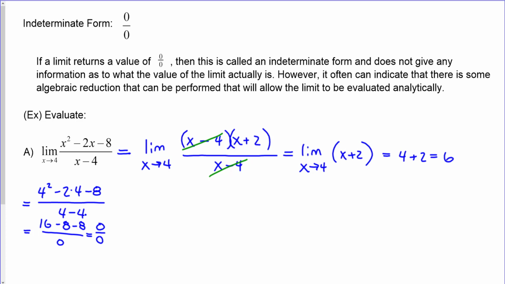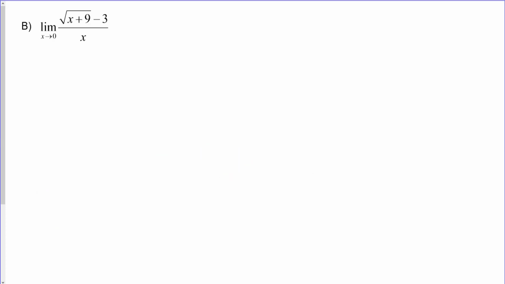So if you run into 0 over 0, there's still a chance that you could do these algebraically. And oftentimes that's what your instructor wants you to do. But if you don't know the algebra involved to get to the answer, then certainly using a table would at least give you the result that you need. Let's look at another one.